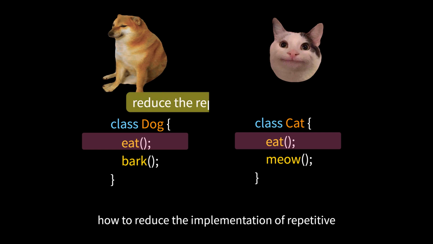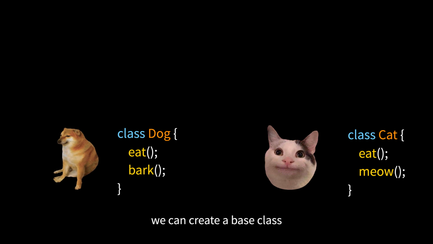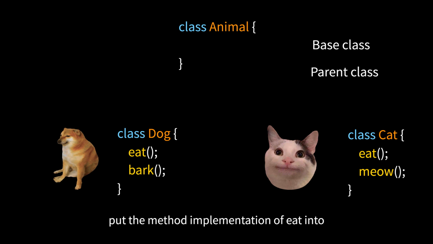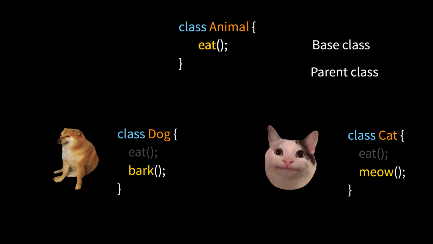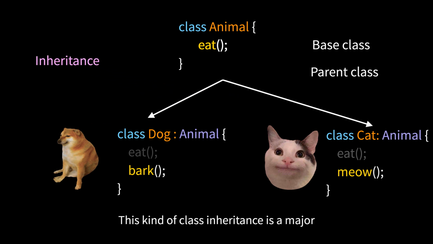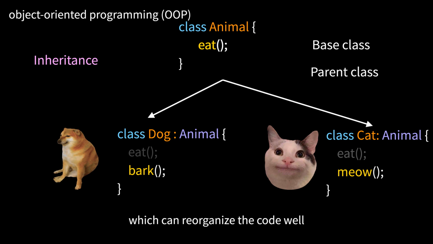So how can we reduce the implementation of repetitive code? Since they are all animals, we can create a base class or parent class. The name is the animal class. Then put the method implementation of eat into the animal class. Then let both the dog class and the cat class inherit from the animal class, and they will naturally have the ability to eat. Let us say for now, this kind of class inheritance is a major feature of object-oriented programming (OOP), which can reorganize the code well.